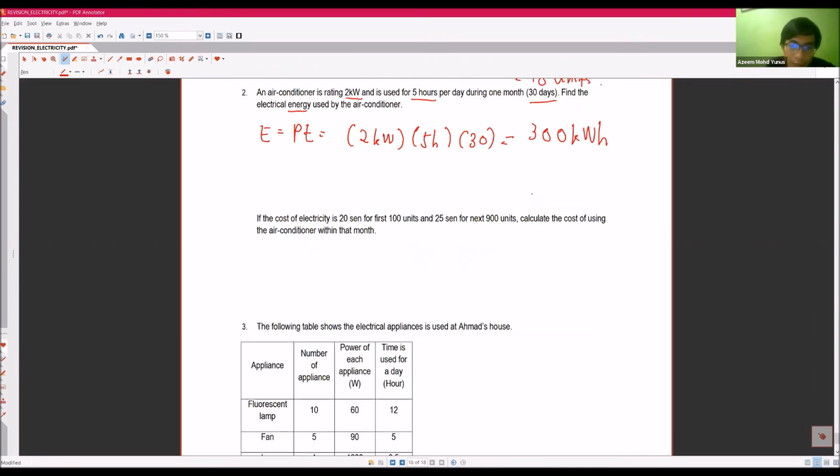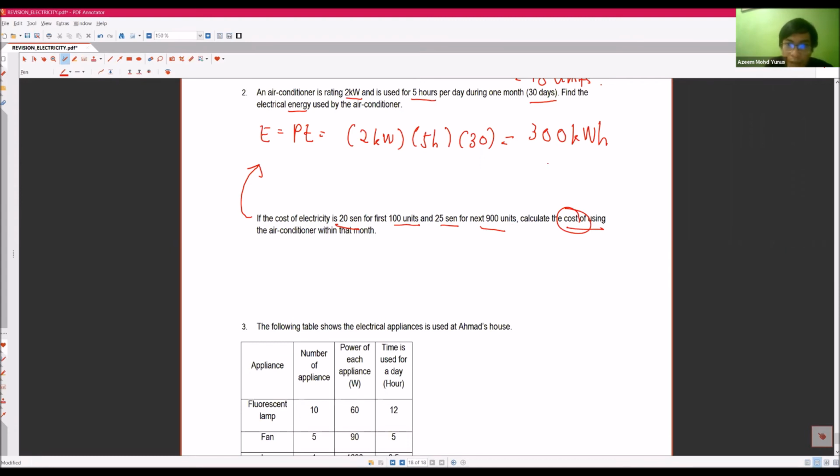If the cost of electricity is 20 sen, this is the calculation for this question over here. Gladly, we already calculated in terms of kilowatt hour, but in case you mistake it in terms of joule, then you have to convert it into kilowatt hour, because the cost of electricity is defined in terms of per kilowatt hour, the units. For the next 900 units, find the cost of using the air conditioner within that month. So the cost itself is defined in terms of kilowatt hour.